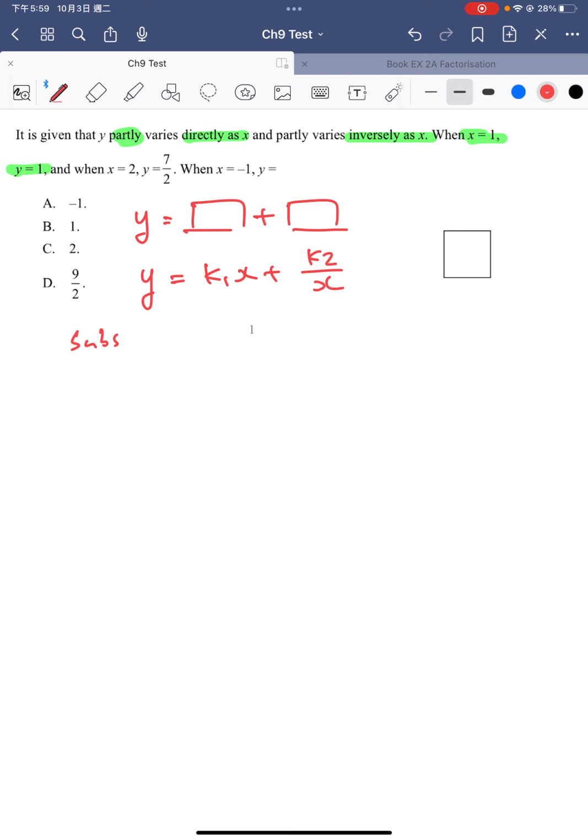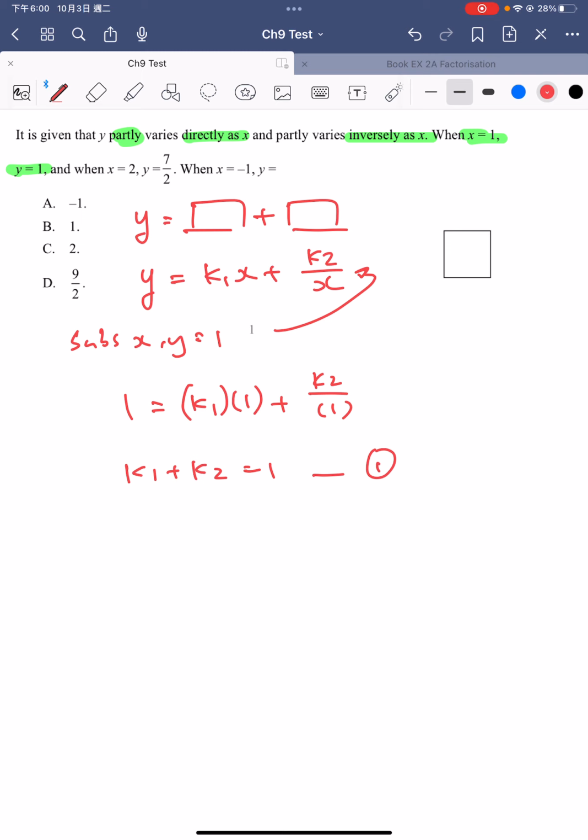So we substitute x equal to 1, y equal to 1 into our equation here to get 1 is equal to k1 times 1 plus k2 divided by 1. It simplifies to k1 plus k2 equal to 1. So that's our first equation. Then we have the second condition, which is x is equal to 2, y is equal to 7 over 2. So we substitute x equal to 2, y equal to 7 over 2 into our equation. So we have 7 over 2 is equal to k1 times 2 plus k2 divided by 2.